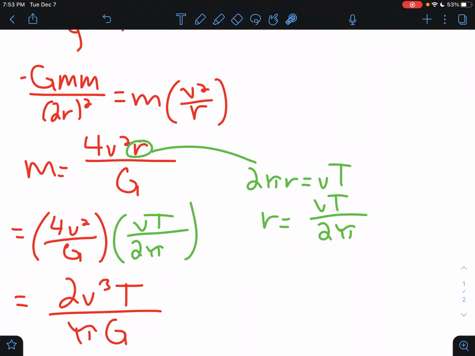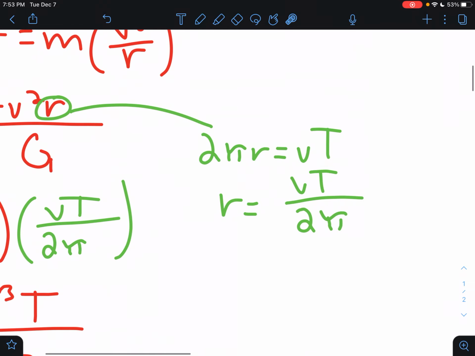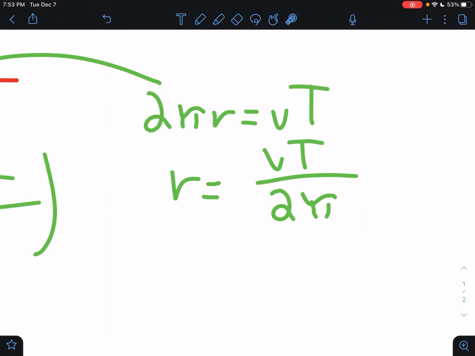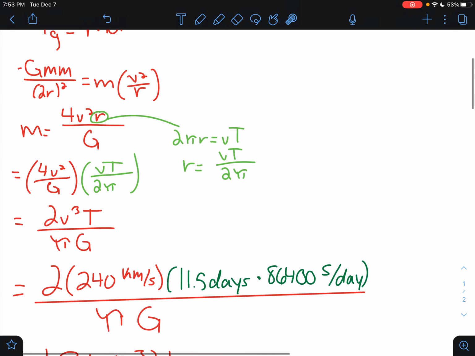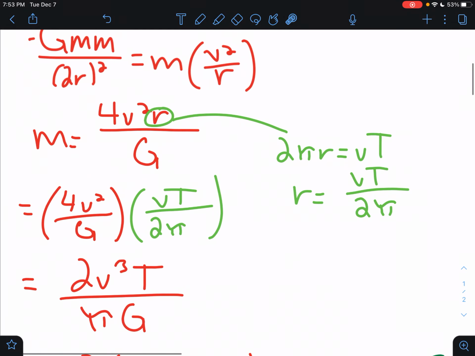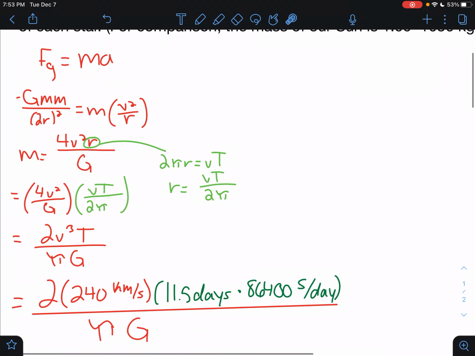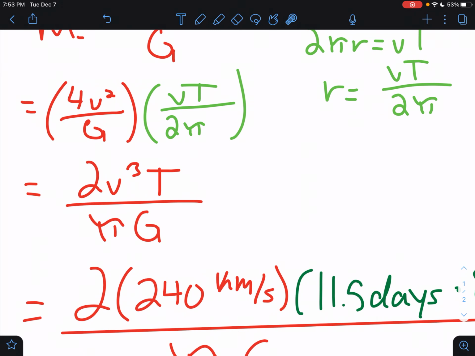So I just use this equation, which is just solving for r in terms of T. And you just move stuff around and you get this, which is why in my next line I have, again, just this part of it, 4v squared over G times that vT over 2 pi. And then combining these, you get 2v cubed times the period over pi G.